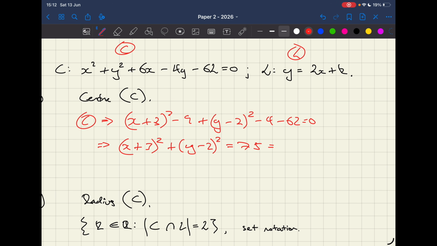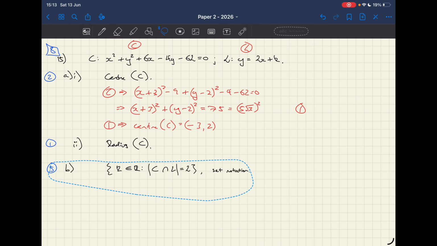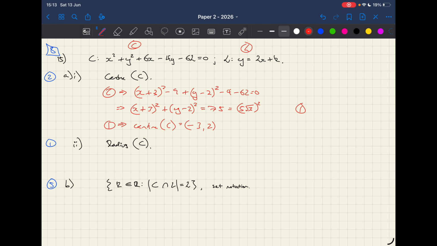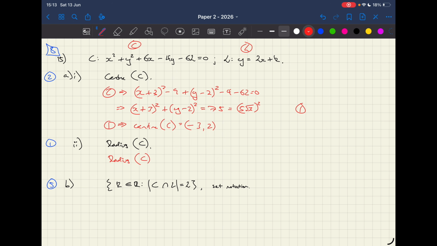Is that anything nice? Root 75 is 5 root 3. So this is 5 root 3 all squared. Call this fact 1. Fact 1 tells us that the center of C is going to be negative 3 and 2, looking inside those brackets. And then that's good. Let's go down and do 2 as well at the same time. The radius of C, let's just copy that and colour it in, a bit easier. The radius of C will be that square root thing we found, which is 5 root 3. Lovely jubbly. That again came from fact number 1, didn't it?